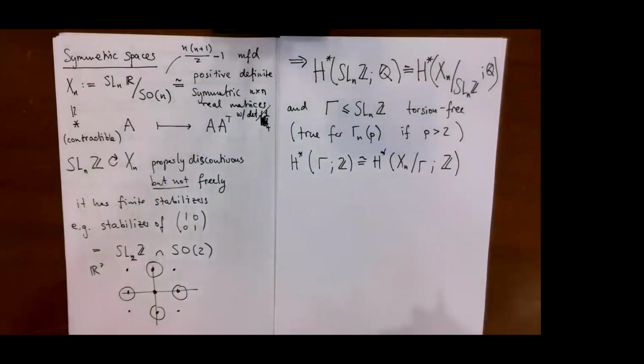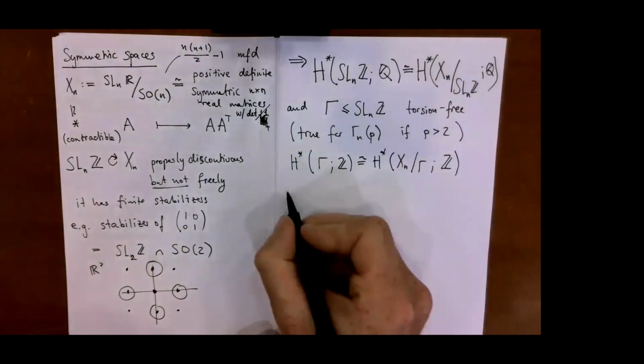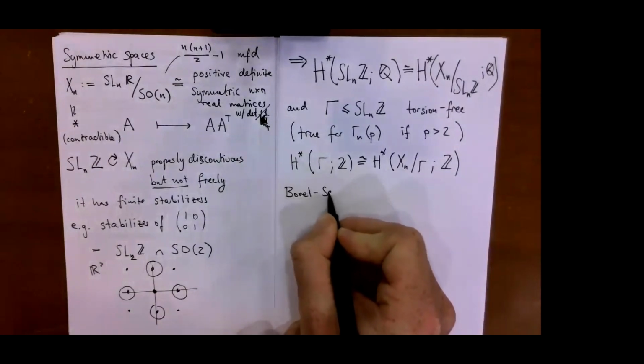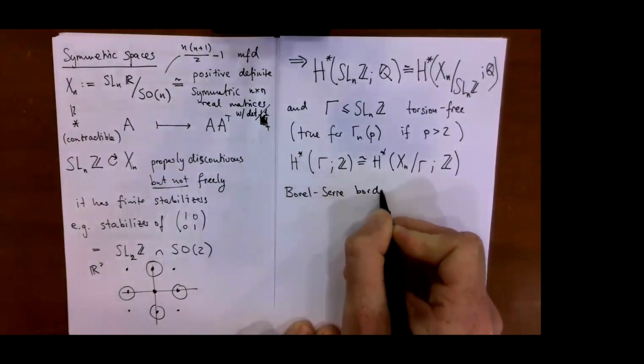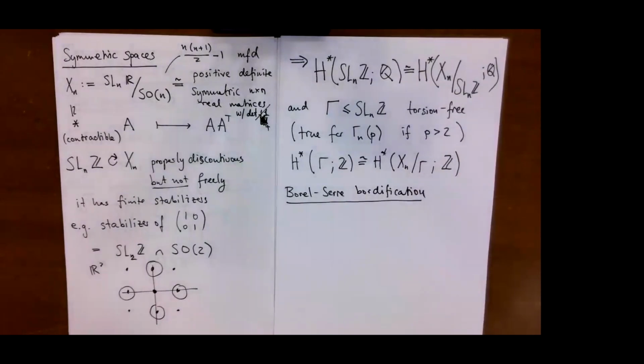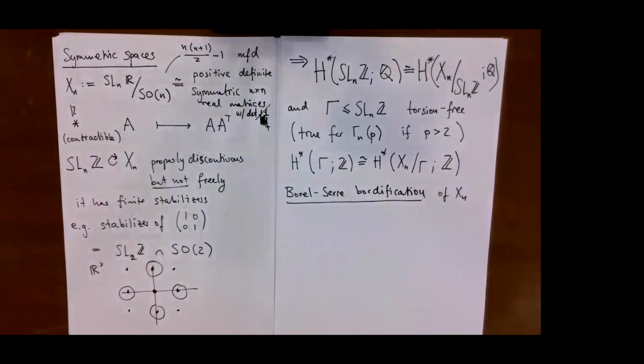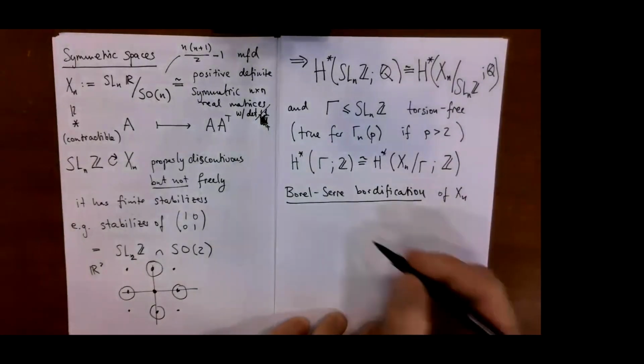But now I want to tell you a little bit more about something. In particular, I want to tell you about the Borel-Serre, and I call it a bordification of X_n. So I will focus only on Borel-Serre. There were all these other compactifications. We won't need those for our purposes. Those do serve a lot of different purposes, but Borel-Serre is the one that we need. Okay, and so what's special about Borel-Serre?